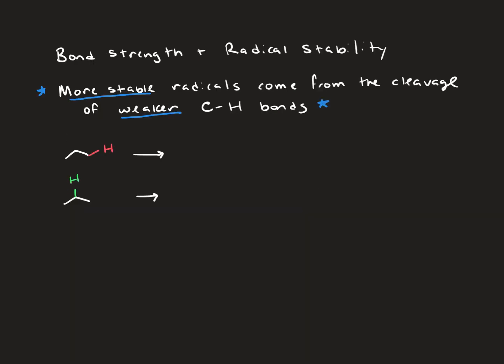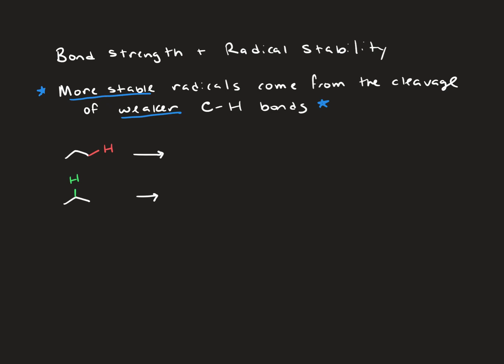Now that we've talked a little bit about radicals, we're now going to talk about where radicals come from. Most frequently, they can come from the cleavage or breaking of a C-H bond. Since most of the organic molecules we look at have multiple types of C-H bonds, we really want to keep in mind the connection between the strength of a C-H bond and the stability of the radical. So here we have a general rule, and this is going to be true forever. More stable radicals are going to come from the cleavage of a weaker C-H bond.